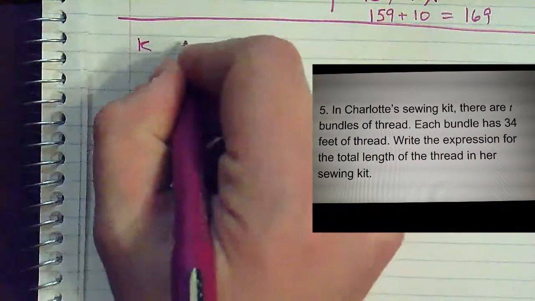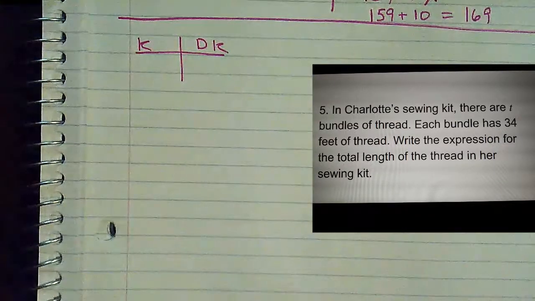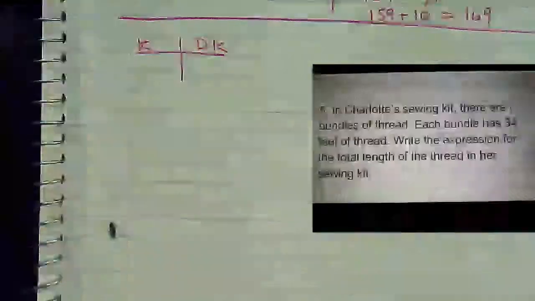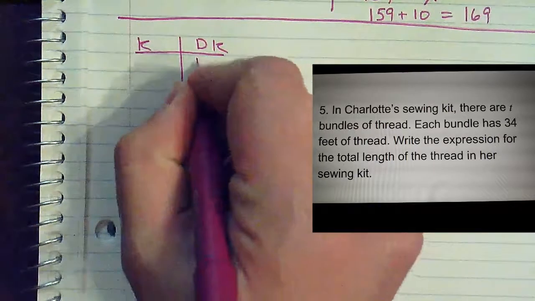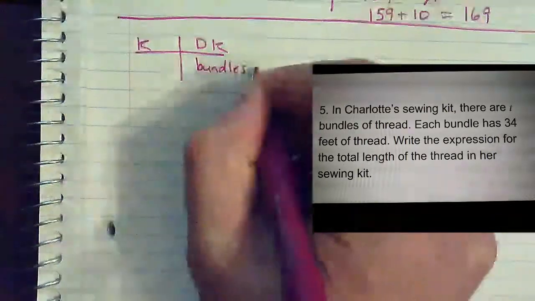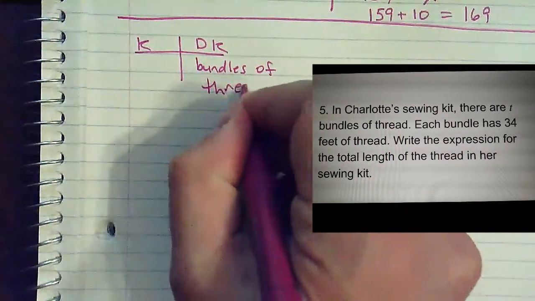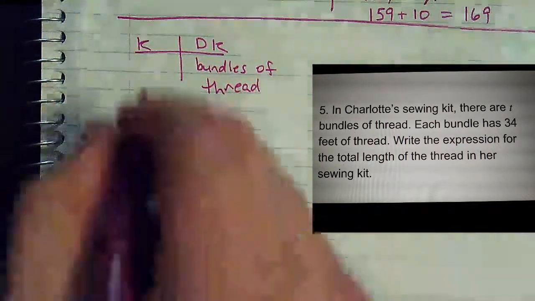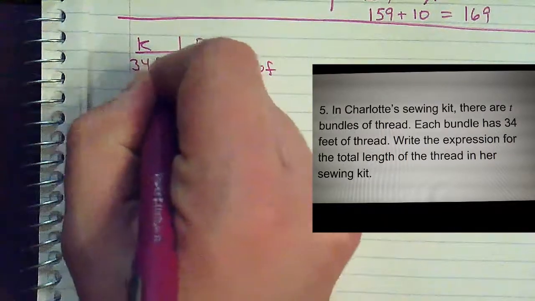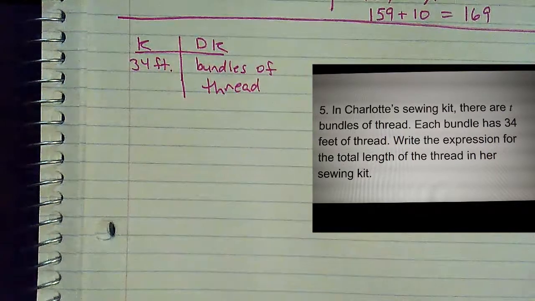here again, what is known, what is unknown, or we don't know. What we don't know at the very beginning is the bundles of thread. How much thread? What we do know is that each bundle is 34 feet. So we need to write an expression for the total length of the thread in her sewing kit.